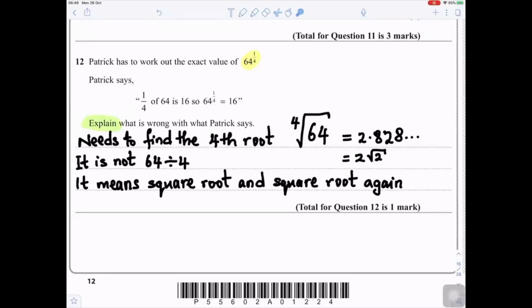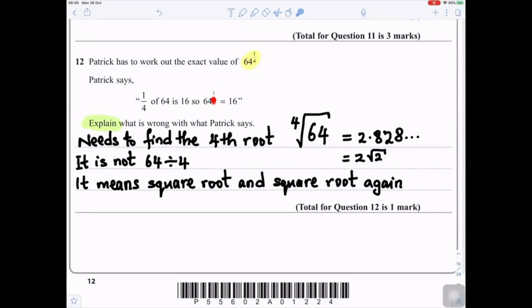Question number 12. Patrick has to work out the exact value of 64 to the power 1/4. Patrick says 1/4 of 64 is 16. So 64 to the power 1/4 is 16. Explain what is wrong with what Patrick says.